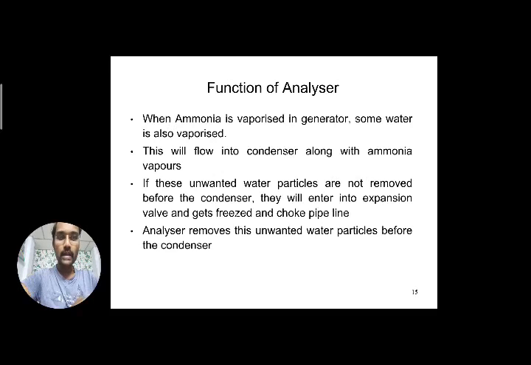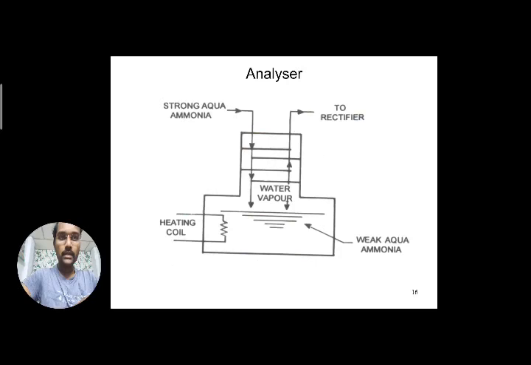Now, the analyzer removes these unwanted water particles before they enter the condenser component. So the analyzer has to be placed before the condenser part, which means above the generator component, right? Next, this is the diagram. You can see here what we are doing in the generator. At the bottom you can see the primary component. We are using a heating coil inside that. So whatever solution is there is heated with the help of the heating coil in the generator.